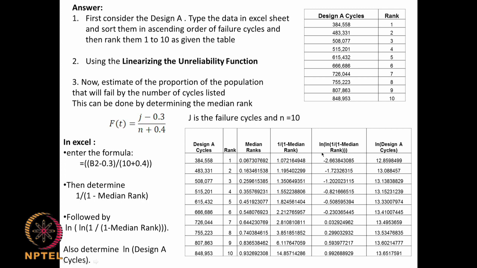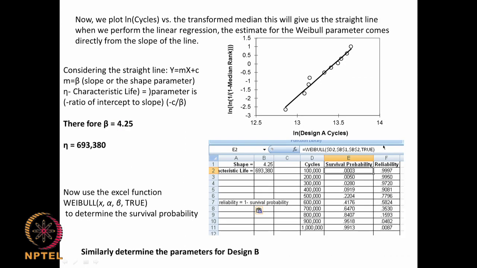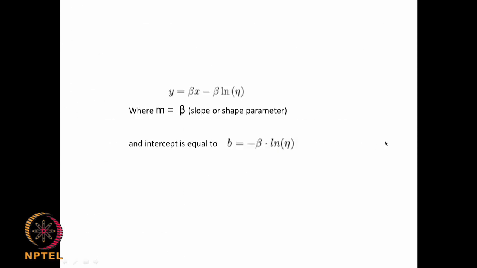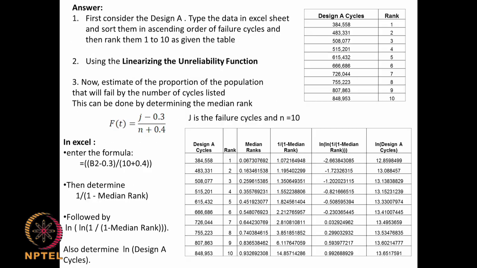Do you understand? So, we are doing logarithm of this, and then the other side is to do the logarithm of design A cycles, that is logarithm of each one of these. Okay. So, you are going to plot this on the y axis, this on the x axis. So, when you plot these two, as you can see from our figure, slope will give you the beta and the intercept will give you minus beta ln eta. So, if I divide this by this, I should be able to get my eta.